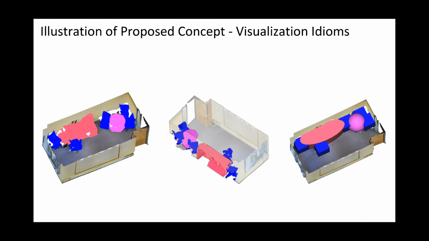Additional visualization idioms are also presented, which may include specific color coding of clusters, transparent visualization depending on the view angle of the point cloud, as well as using simple 3D geometric shapes in place of these segmented point clusters.